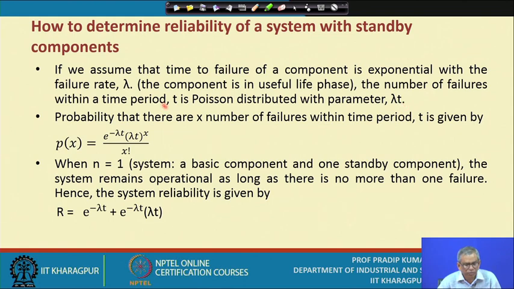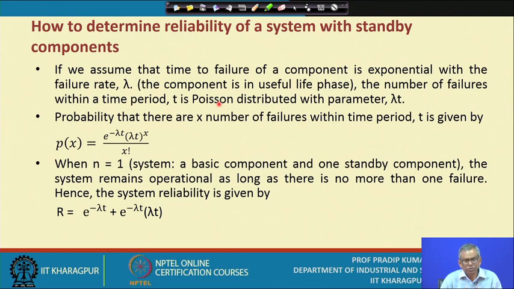There is a proof behind this. That means for the time to failure of a component, you have to prove it. This could be one of your assignments. If the time to failure is exponential, that means the number of failures within a given time period t is Poisson distributed.